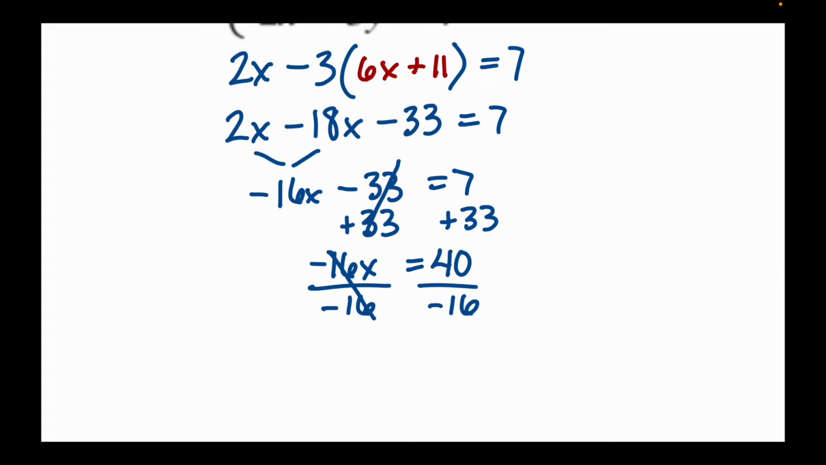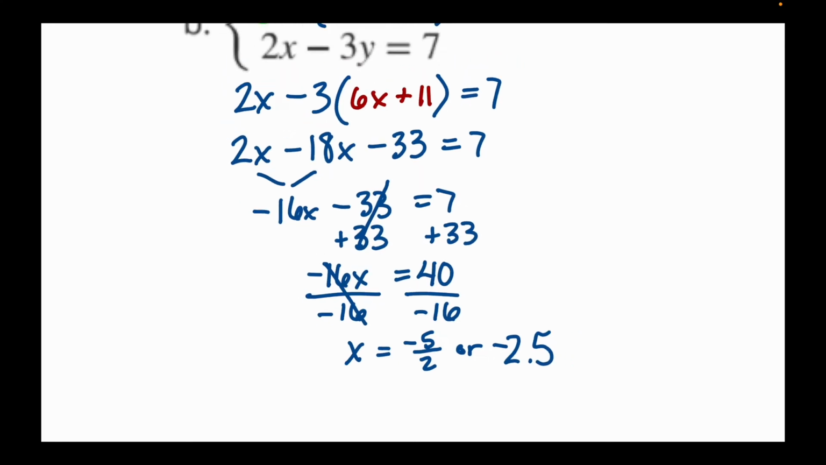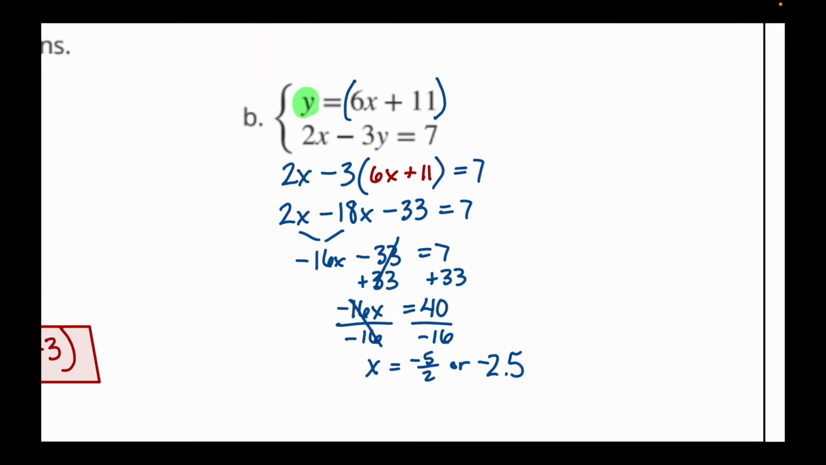Now you're not going to get a whole number here. You can leave it as a fraction, or you can write it as a decimal. You're going to get negative 2.5, or basically negative 5 over 2. So I'm going to write it as both negative 5 over 2 and negative 2.5. We're probably going to plug in the decimal form because it might be a little easier.